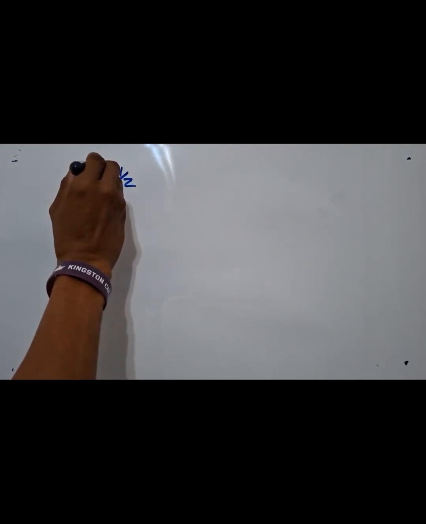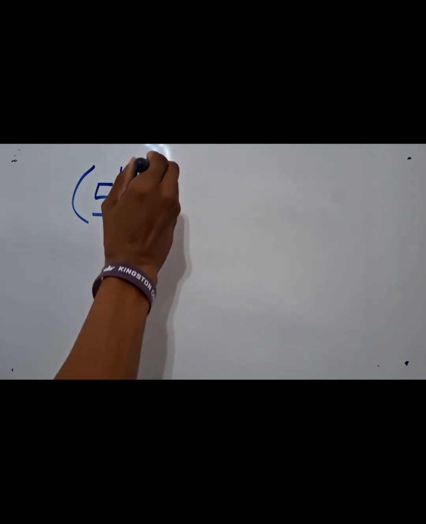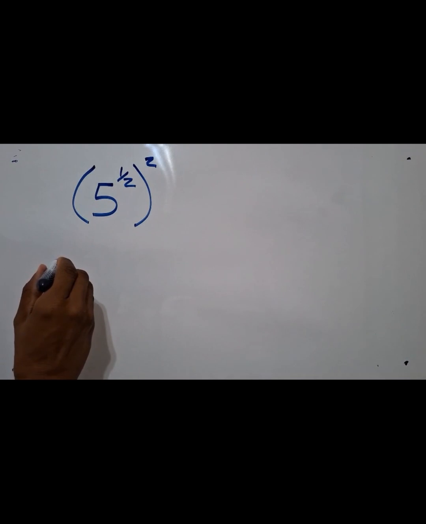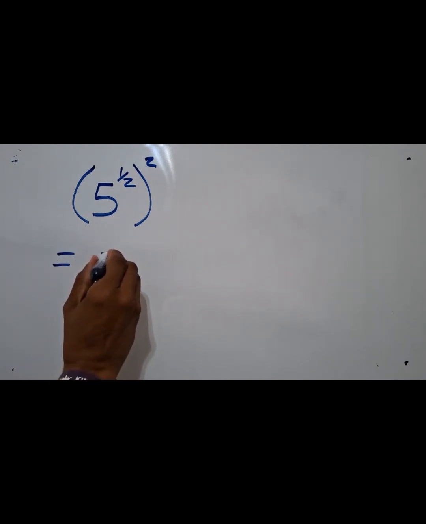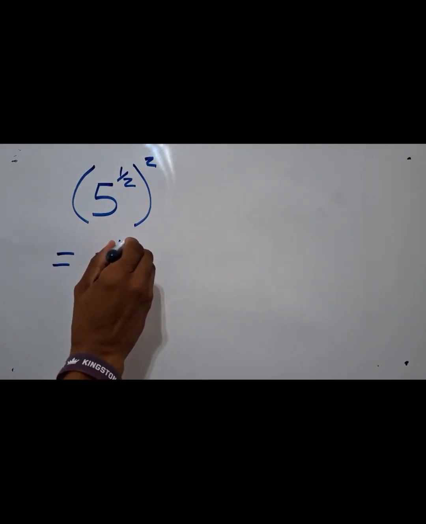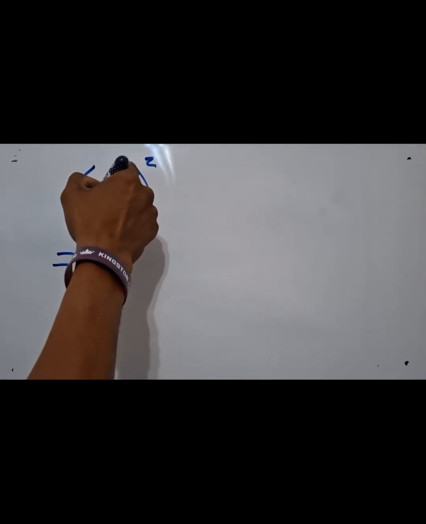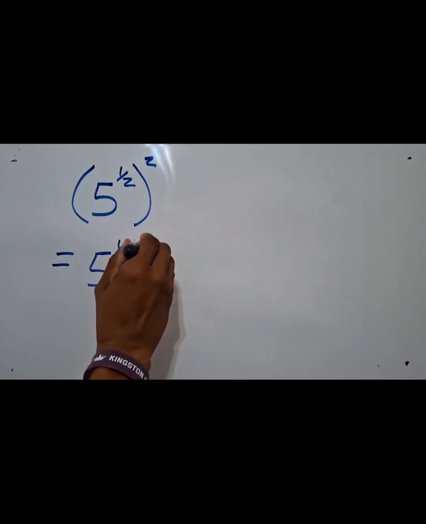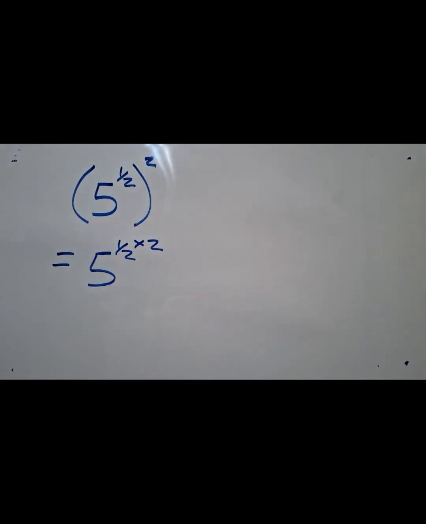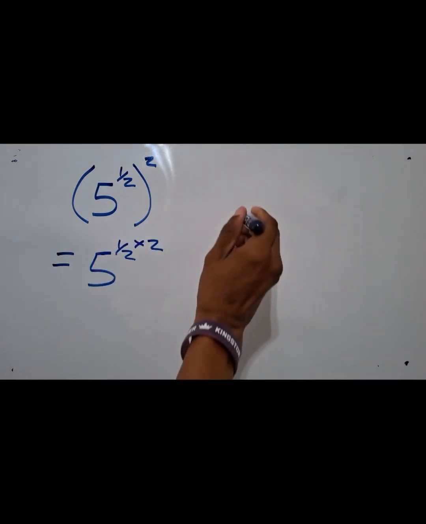Okay, let's do another one. This looks difficult, but it's not. So we have 5 raised to the power half, that's raised to the power 2. This is equal to 5 raised to the power half times 2. So let me work out half times 2 on the right hand side.